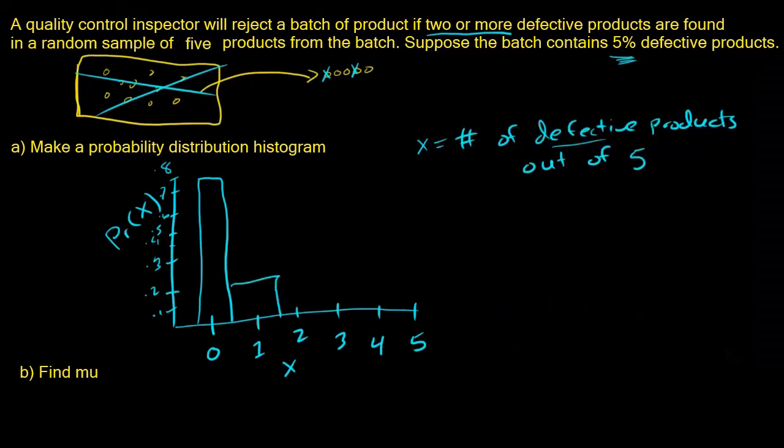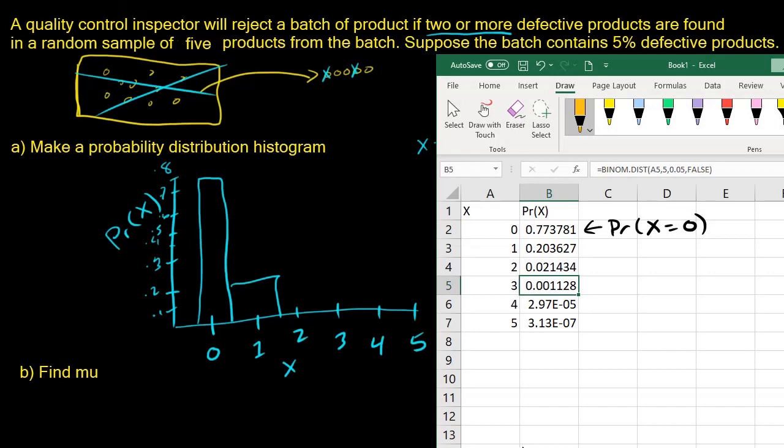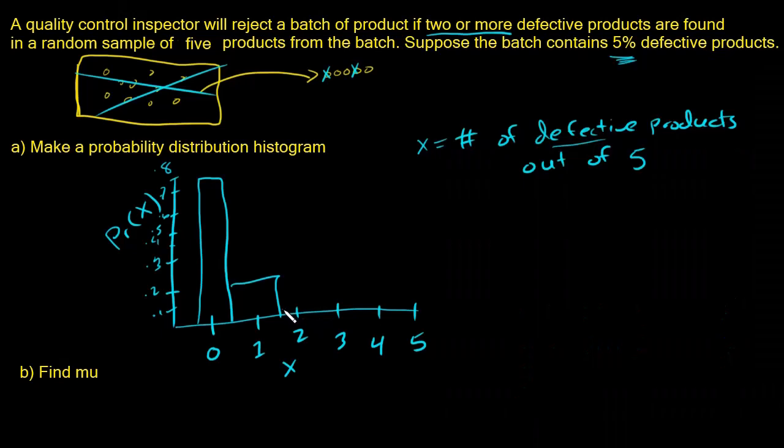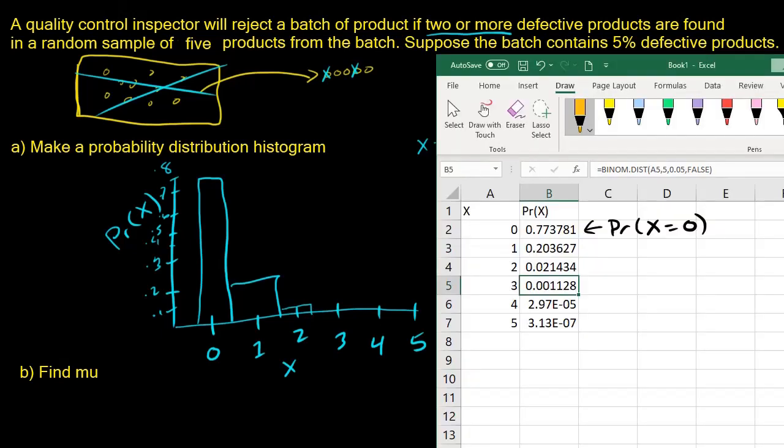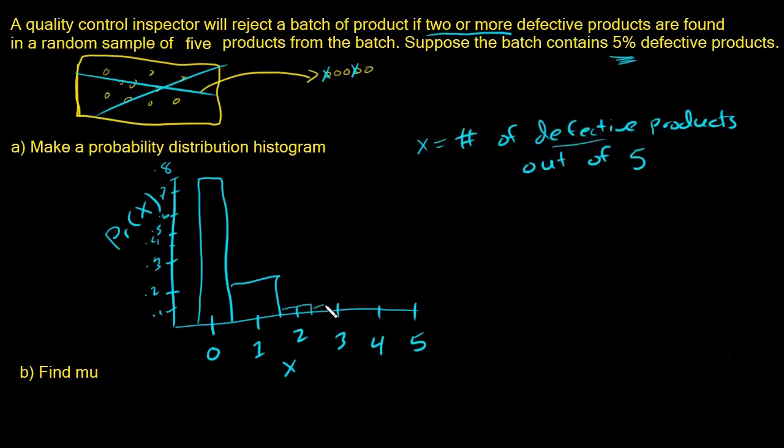And then the probability that x is 2 would be the next one. So we're getting 0.02. That's really small. And then from there, we just get smaller and smaller, so it looks vaguely like this.